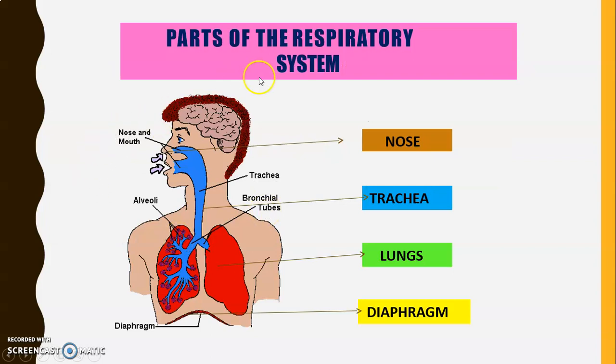So the main parts of the respiratory system are the nose, the trachea, or we call it the windpipe, the lungs, and in the lungs there are teeny tiny, super duper small air sacs. We call them alveoli. And right underneath your lungs there is the diaphragm muscle. Now notice here the P and the H together, they make the sound F, and the G here is a silent letter, so we say diaphragm.